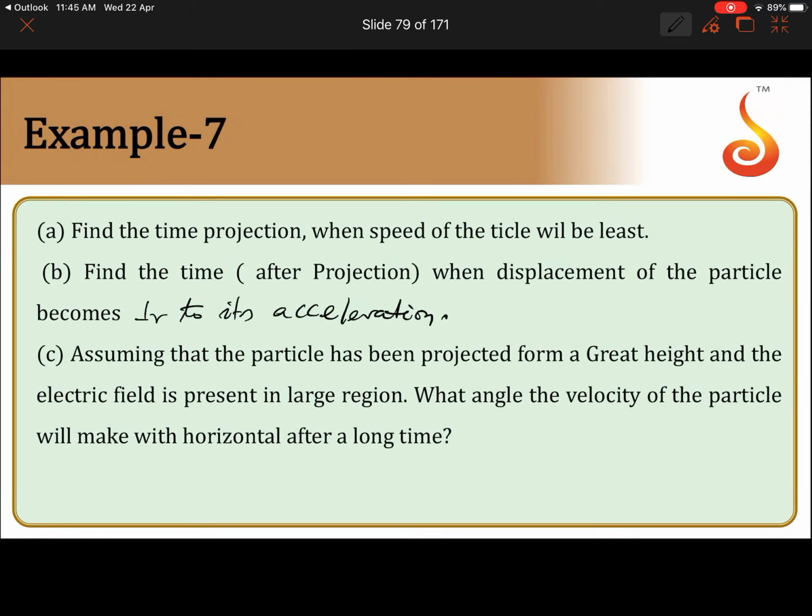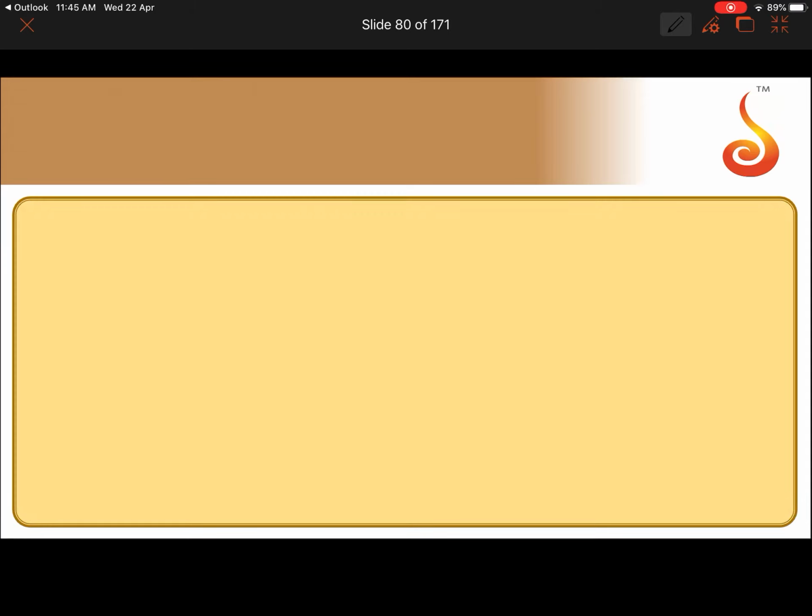Third is, assuming that the particle has been projected from a great height and the field is present in a large region, what angle the velocity of the particle will make with the horizontal after a long time.